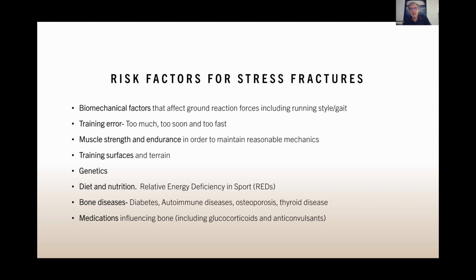Bone diseases, diabetes, autoimmune diseases, osteoporosis, and thyroid disease can all have an effect on bone density and an effect on the chance for getting a stress fracture. And some medications like glucocorticoids or prednisone or anticonvulsants can also increase the risk for stress fractures as well.